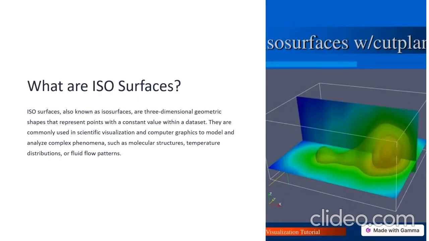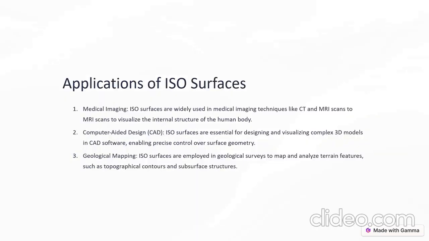Now you have to look at this picture, which is a picture of ISO surfaces that contain a cuboid. Now let's talk about theory. ISO surfaces are three-dimensional geometric shapes that represent points with a constant value within a dataset. They are commonly used in scientific visualization and computer graphics to model and analyze complex phenomena such as molecular structure, temperature distribution, and fluid flow patterns. So this is the application.